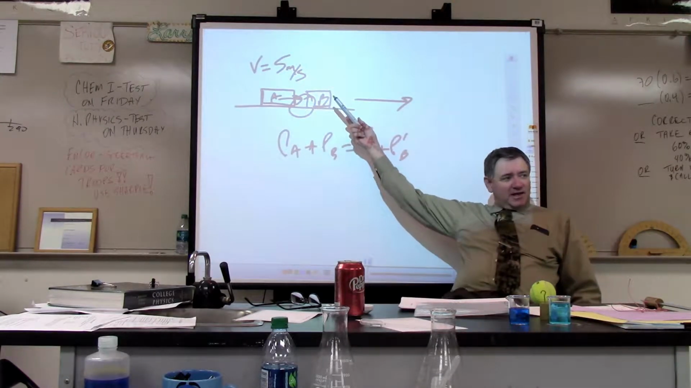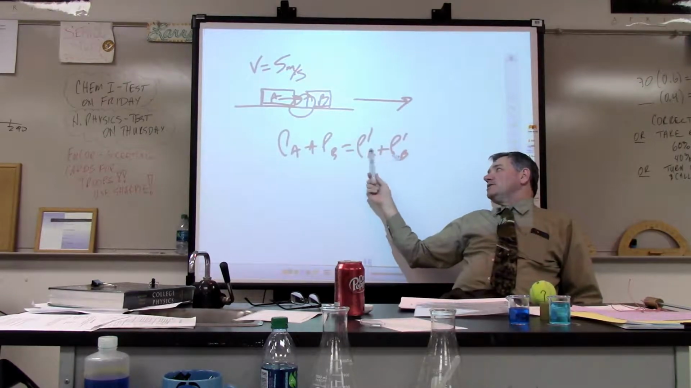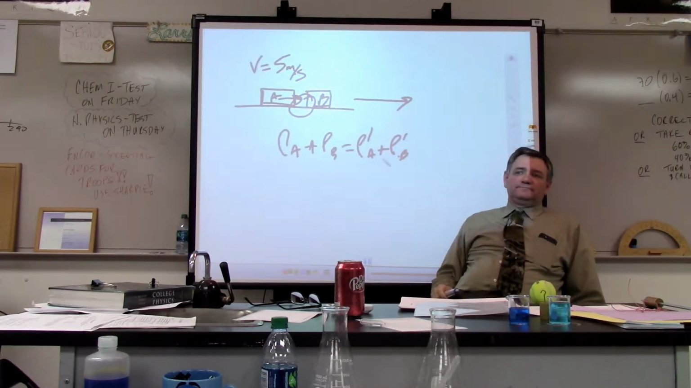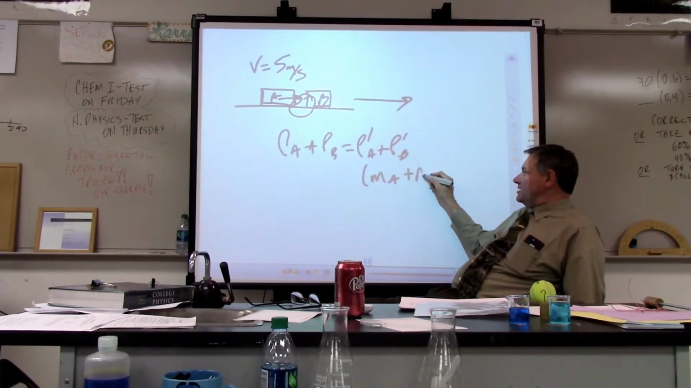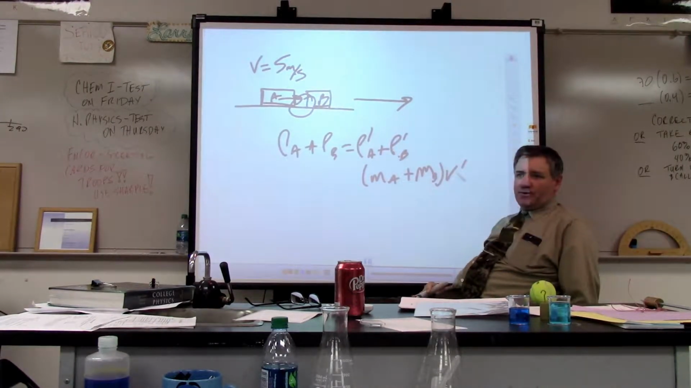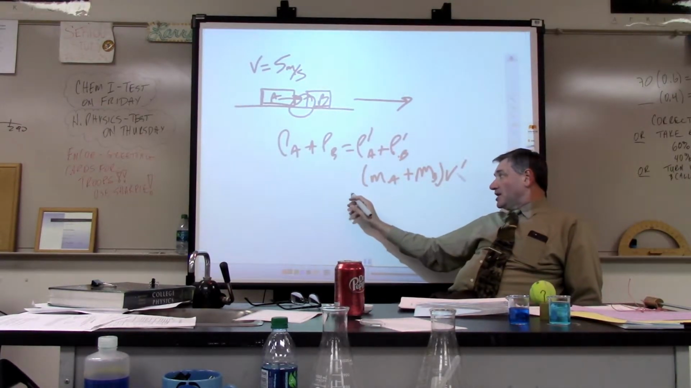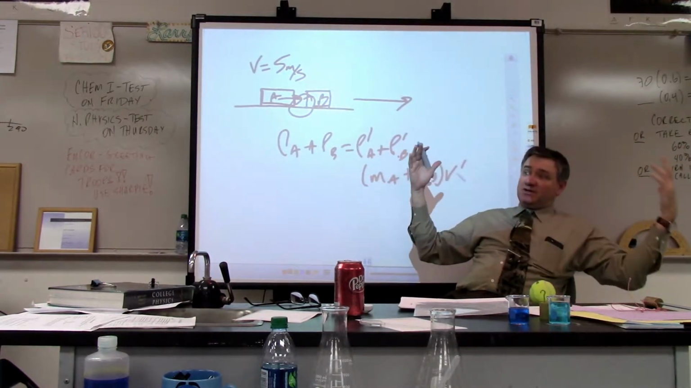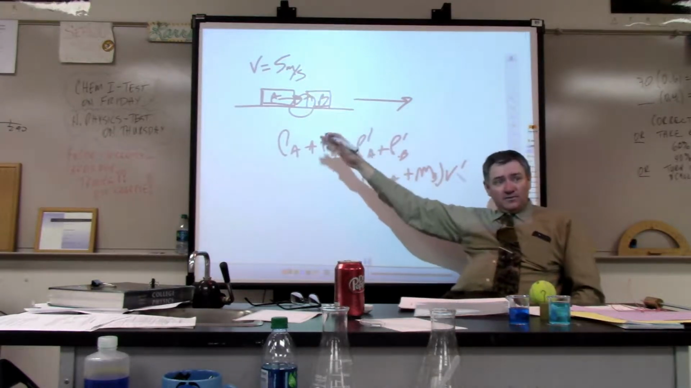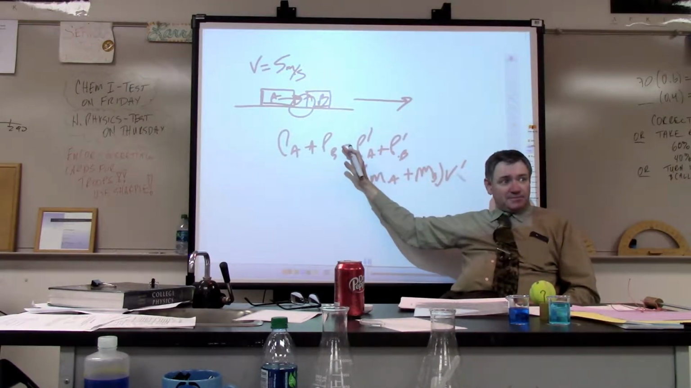So, if they move off together, what can you do on this side? Factor out? Yeah. So if they move off together, you can go mass of A plus mass of B times V prime. Only if they move off together. So another option is that they hit and they bounce in opposite directions. Okay, maybe there's a spring involved. So if you're not told that they move off together, then you have to figure out these momentums separately.